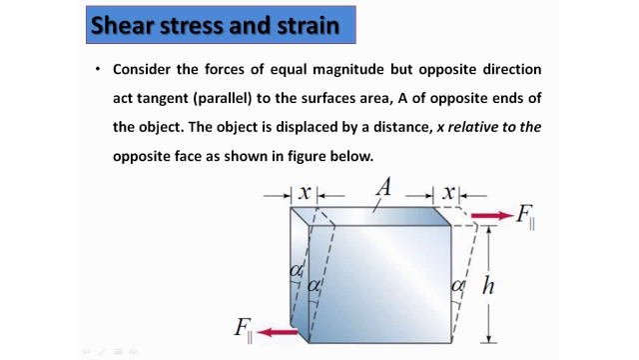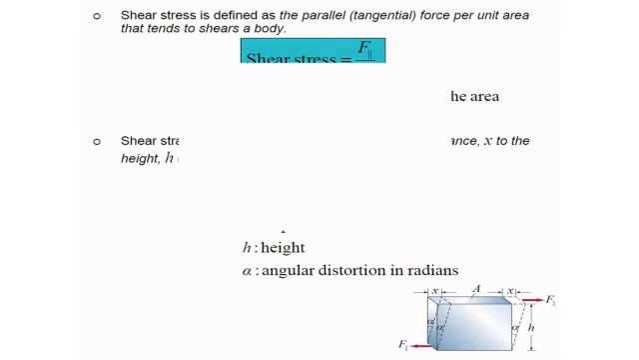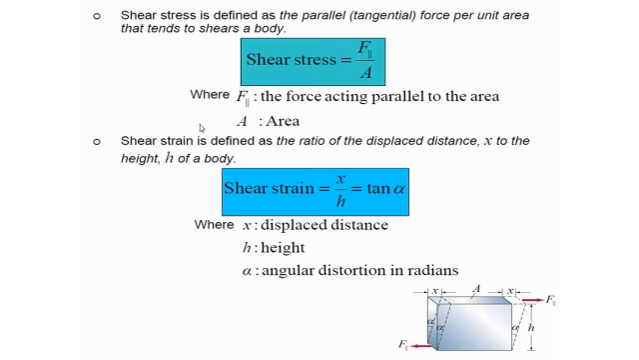So what will be the cases of shear stress and strain here? So you see, the shear stress here will be defined as a parallel, or you can say tangential, force which acts per unit area and tends to shear the body. So shear stress is equal to F parallel by A. Here F parallel is the force acting parallel to the area, and A is the area.